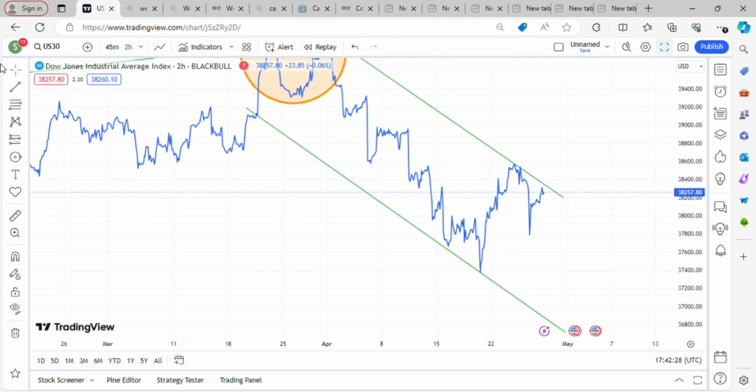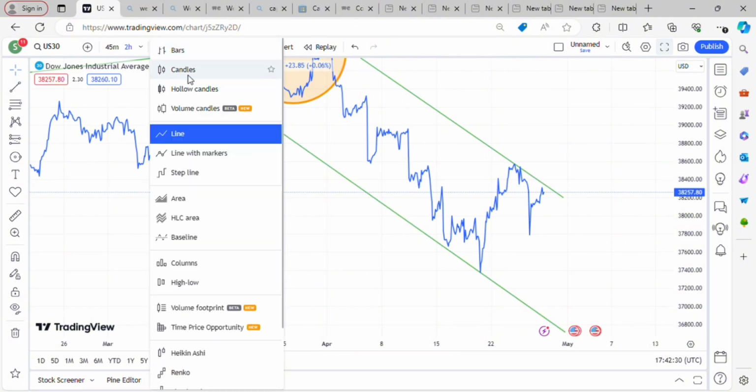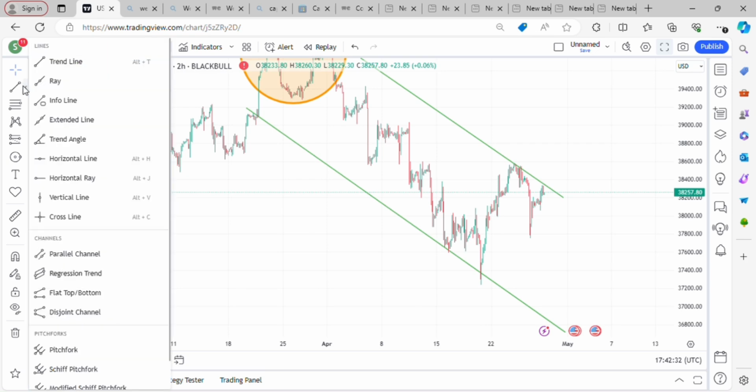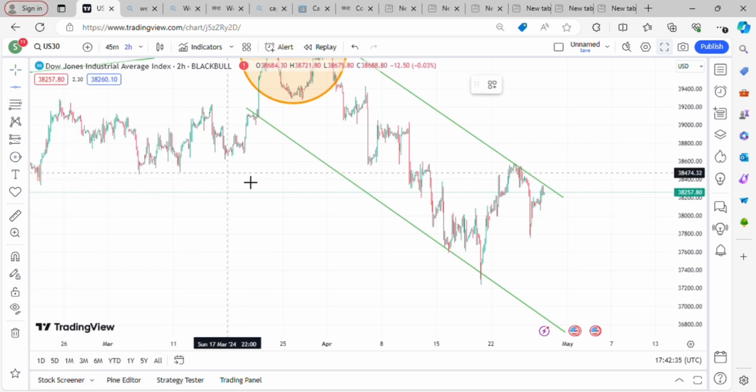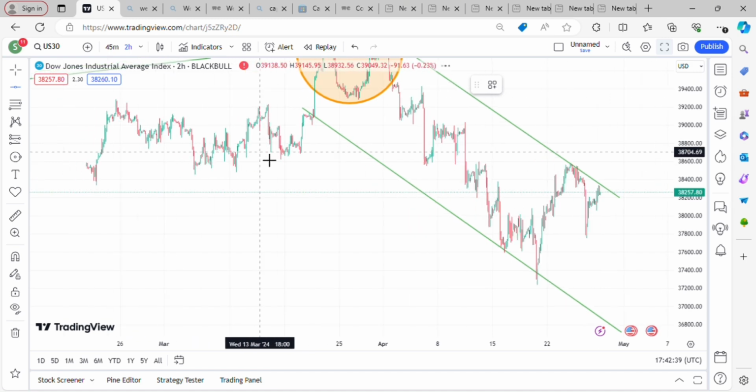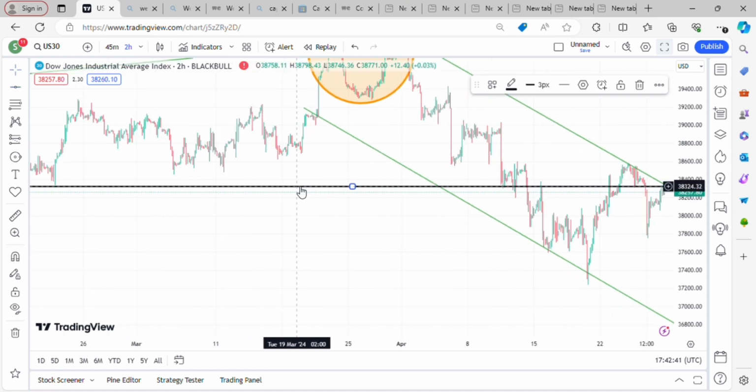So what we do in this situation, we go back to the candlesticks, we come back here, and we do this. Okay, fine. Let me zoom in.